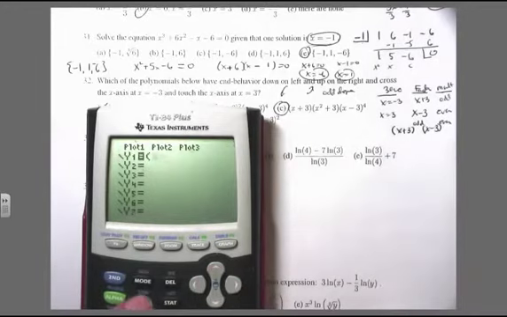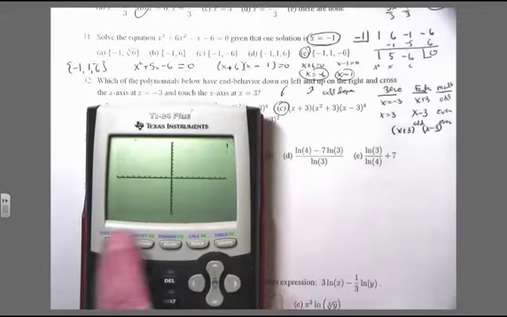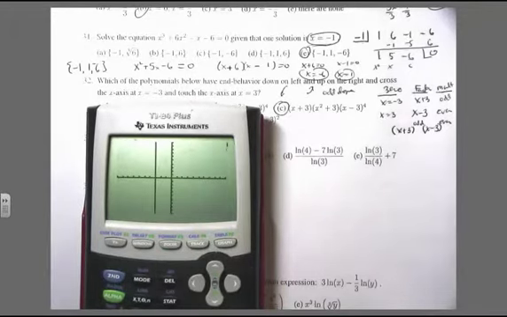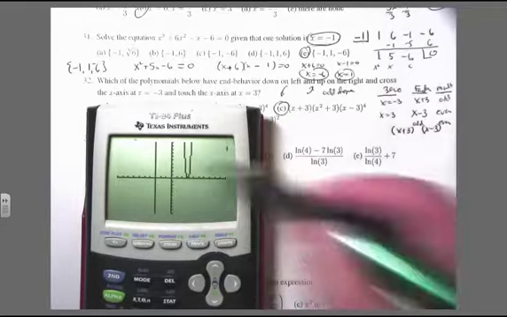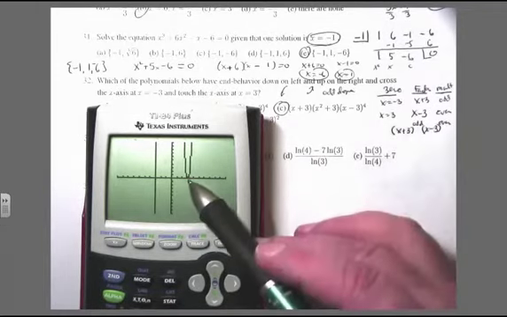It is (x + 3)(x² + 3x − 3), raised to the 4th power. Okay, there's my function. And I'm going to do a zoom standard on it. Zoom 6, negative 10 by 10, negative 10 by 10 screen. And I'm crossing at negative 3. And I'm touching at positive 3.